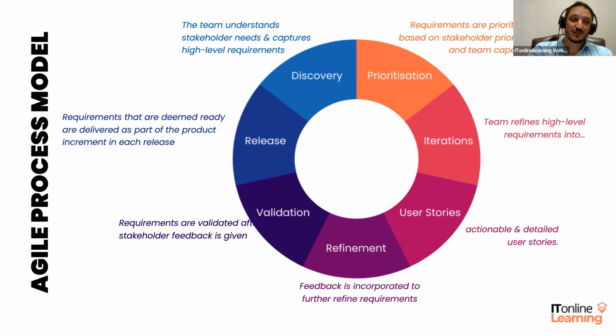Then the requirements that have been seen to be ready are delivered to the development team as part of a product increment in a release. So in Agile, it follows a cyclical development process where they aim to develop one thing, then go through a review process, and then develop another part or evolve it as they move forward.